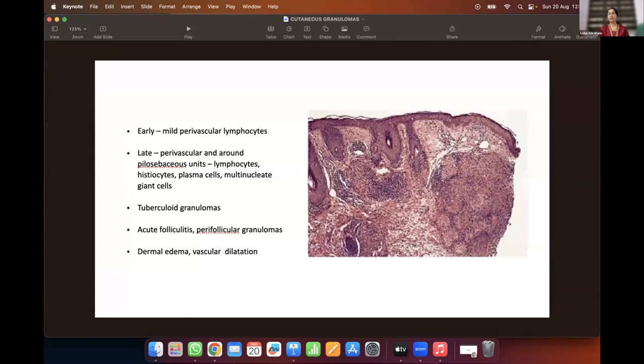So the follicles will be involved. You can have perifollicular granulomas or just perifollicular inflammation, acute inflammation. You can see dermal edema, dilated vessels, in addition to the tuberculoid granulomas.